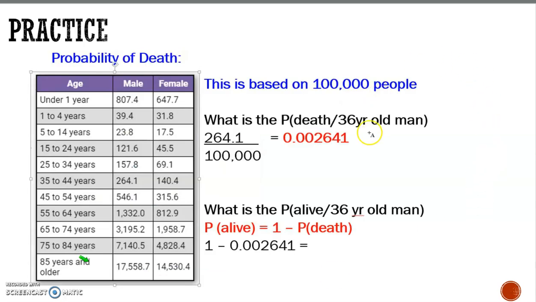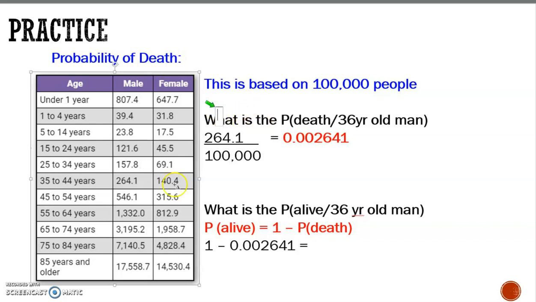Okay, let's practice this. They're giving you a table, and life insurance companies do use these types of tables when they're trying to figure out how much your premium is going to be. So they figured out the probability of somebody dying based on 100,000 people. So let's say you're 36 years old, you're a female. The probability that you will die is 140.4 out of 100,000 people.